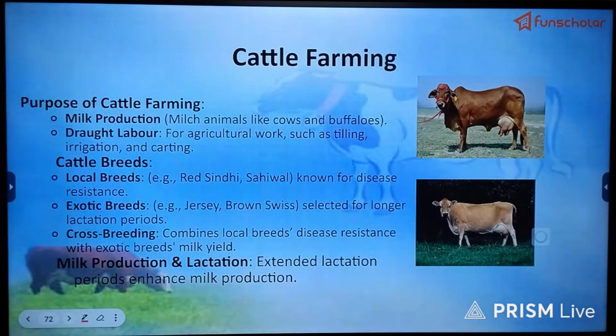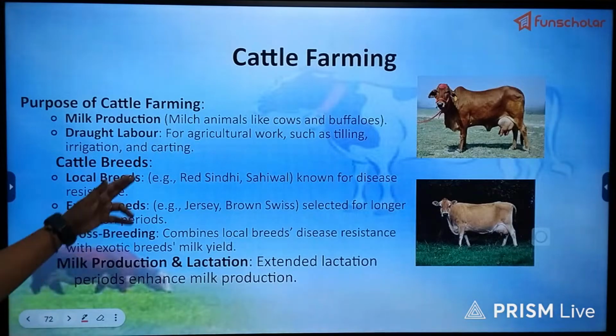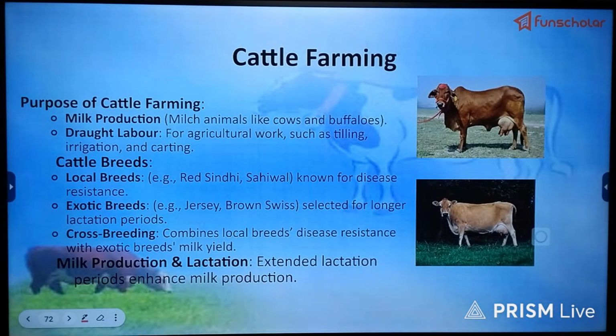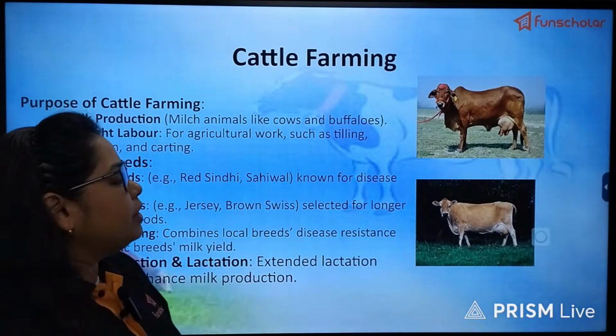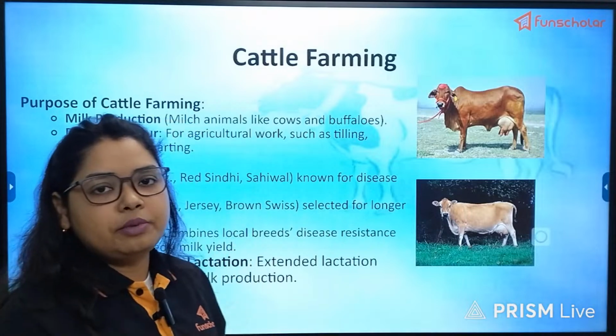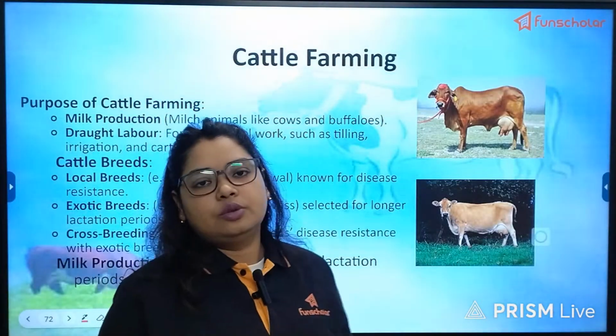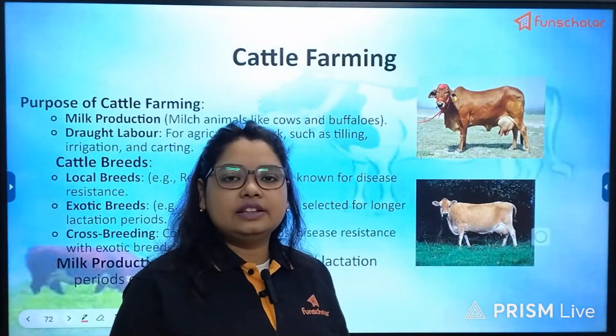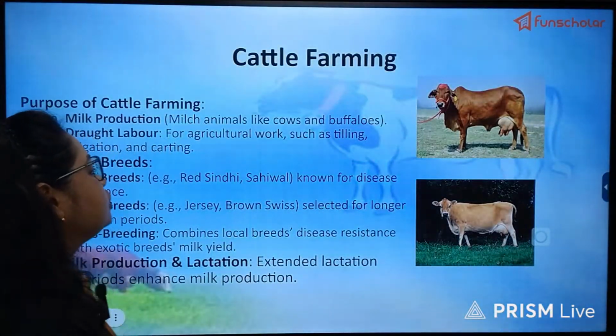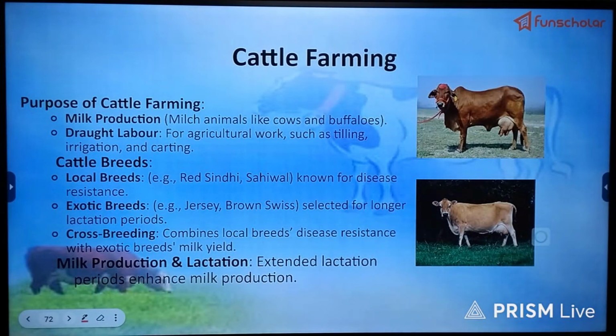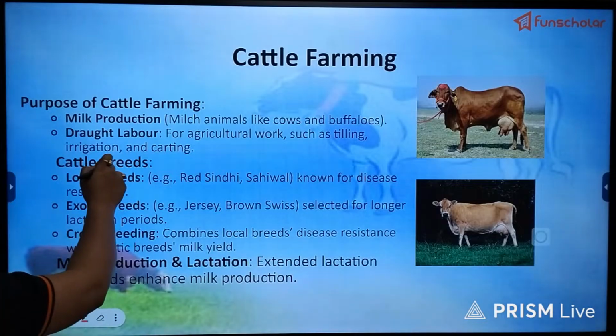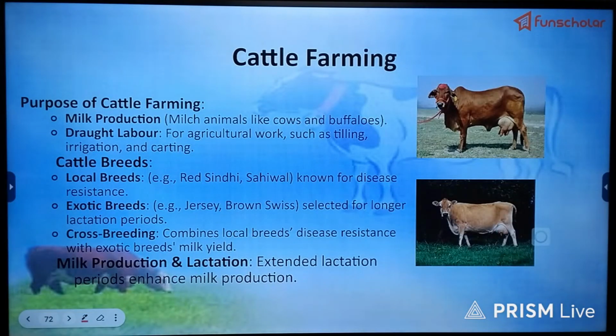In cattle farming, we have two categories. One is the milch animals, which will produce milk. Another is the draught animals, which will be used for farm work, such as tilling, irrigation, carting, and plowing. Earlier days, the plow was attached to two bullocks, and then it was used for plowing. So all these things are done by the draught animals under the cattle category.